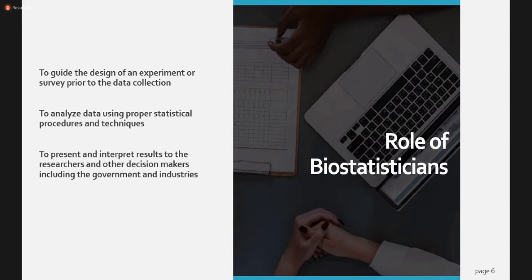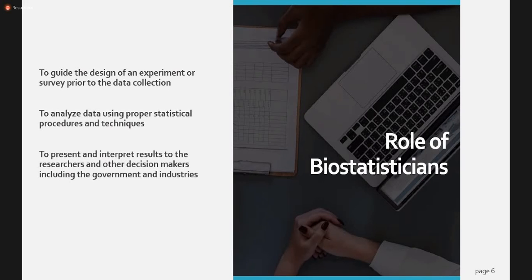But things are changing, and as this field is growing, more and more of the medical community, the doctors, are interested in taking up a degree in biostatistics or medical statistics. So the role and purpose of the biostatistician is to guide the experiment even prior to conducting the clinical experiment itself.